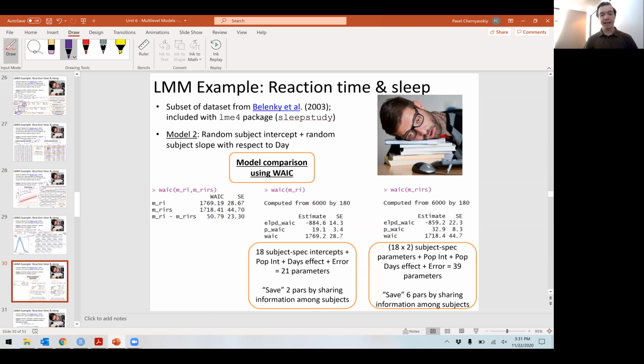I can always ask the question, how much did I gain predictively by allowing my slopes to vary by subject? So MRI is random intercept, our IRS is random intercept and random slope. And we can see that we have reduced that WAIC, and a formal comparison actually shows that we have about a 2 standard error improvement.